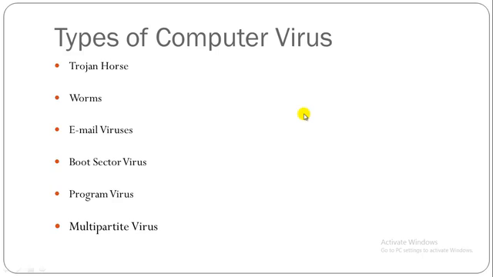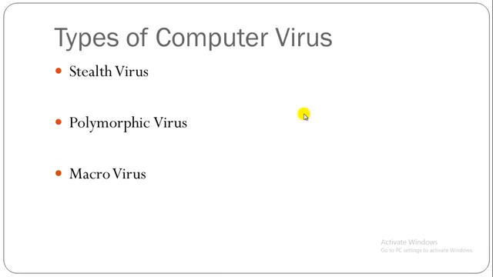There are still more dangerous viruses, far more dangerous than these, and I will be teaching you those as well. These are the most dangerous viruses of all types: the stealth virus, the polymorphic virus, and the macro virus. Out of these three, the stealth and the polymorphic are the most dangerous after macro.